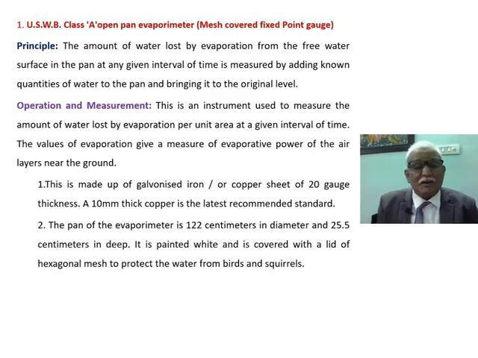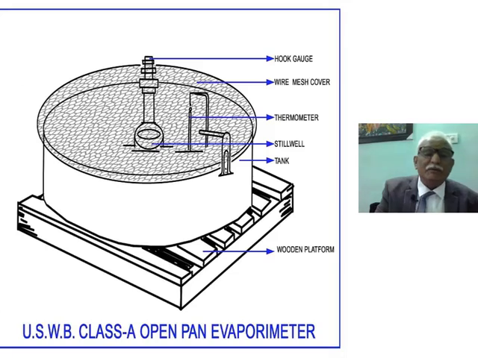Okay, India Meteorological Department. The pan of the evaporimeter is 122 centimeters in diameter and 25.5 centimeters deep. It is painted white and is covered with a lid of hexagonal mesh to protect the water from birds and squirrels. Birds come, squirrels come, and then they take the water. So to avoid it, hexagonal mesh is kept as a lid over the USWB open pan evaporimeter.